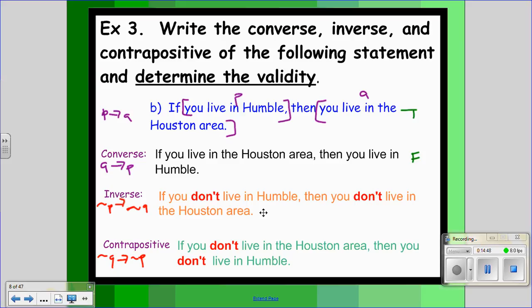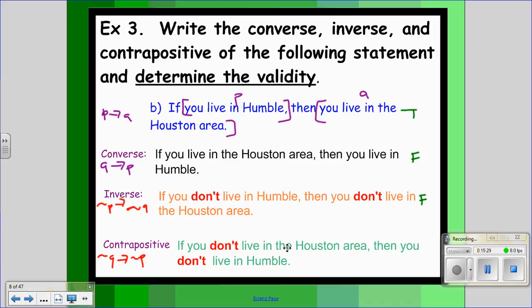All right, the inverse. If you don't live in Humble, then you don't live in the Houston area. Again, that's false because I don't live in Humble, so I could live in Spring. I could live in the Galleria. I could live in Sugarland, but I'm still in Houston or in the Houston area. Anytime it's some gray area or sometimes, you're going to say false. In order to say true, it has to be true always.